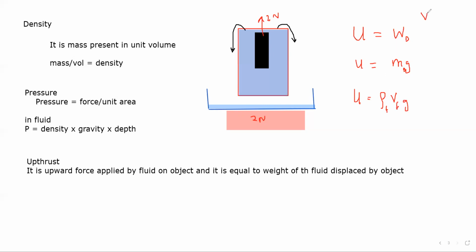What is the volume of the fluid displaced? The volume of the fluid displaced is always the same as the volume of the object. If this volume is 2 centimeter cube, the amount of liquid displaced will be 2 centimeter cube. If this object is 5 centimeter cube, the amount of liquid displaced will be 5 centimeter cube. So upthrust is equal to density of the fluid, volume of object, into gravity. Whenever we want to calculate, we will use this formula. Is it clear how we form this formula?